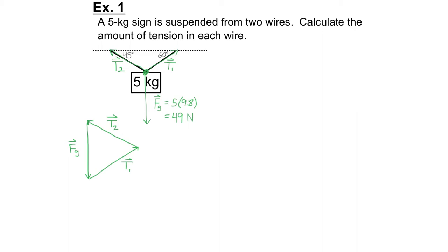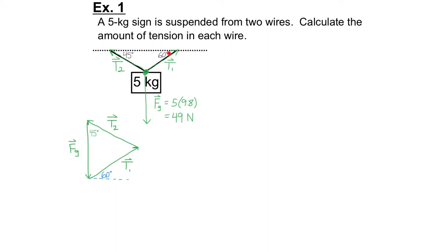If I look at T2, it has a 45-degree angle down from the horizontal. Force of gravity hangs straight down, perpendicular to the horizontal. So I know perfectly horizontal and perfectly vertical meet at a 90-degree angle. So if this is 45 in here, the rest is going to be 45 as well. So there's a 45-degree angle in here.